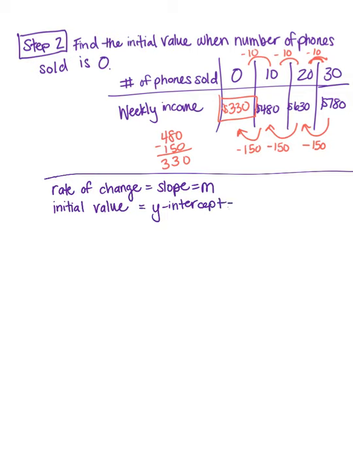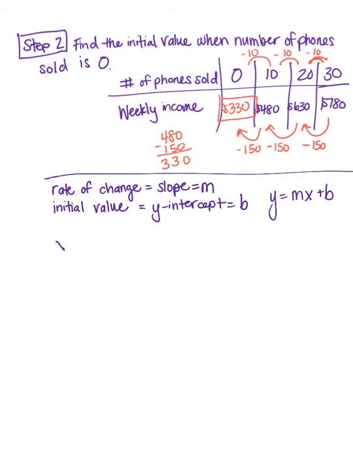Which is our b in our equation, y equals mx plus b. Okay, so now I'm going to give you a table with y and x, and we're going to find the slope and the y-intercept.